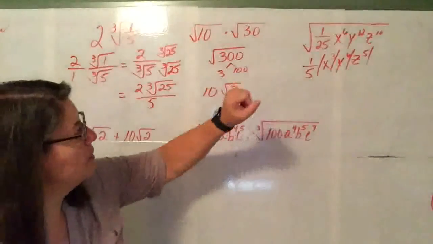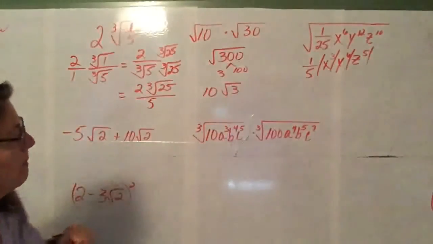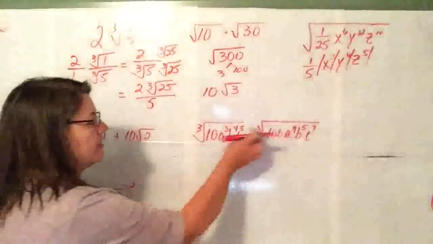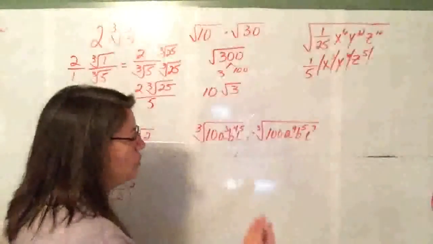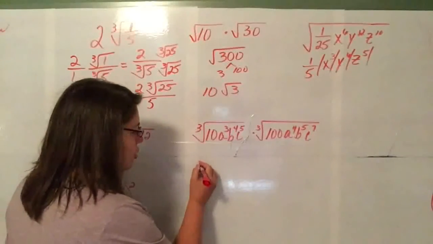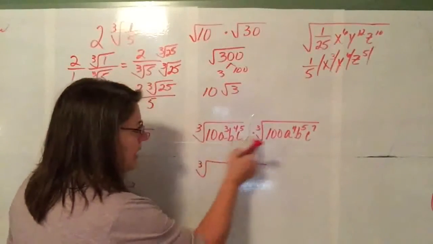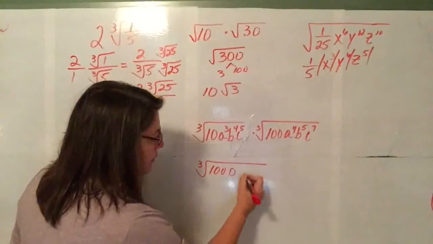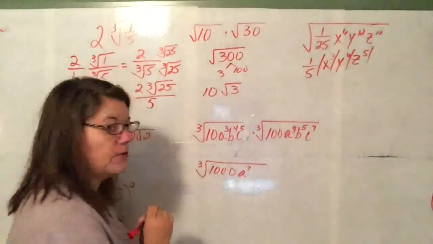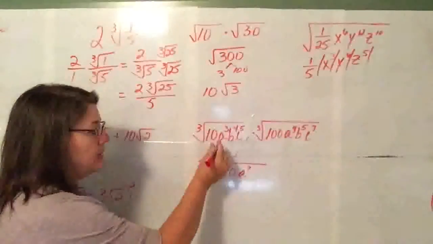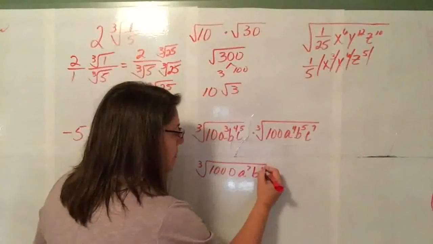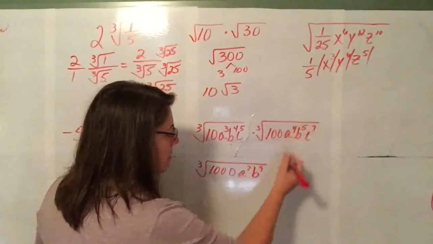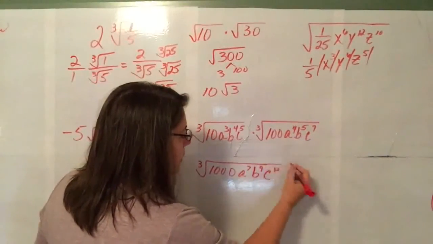This is very similar to this one here, but we have cube roots instead of square roots, so I'm still going to multiply them together. So I've got the cube root of 10 times 100 is 1,000. A cubed times a to the 4th. Remember, we add the exponents, so that's a to the 7th. b to the 4th times b to the 5th is b to the 9th. c to the 5th times c to the 7th is c to the 12th.